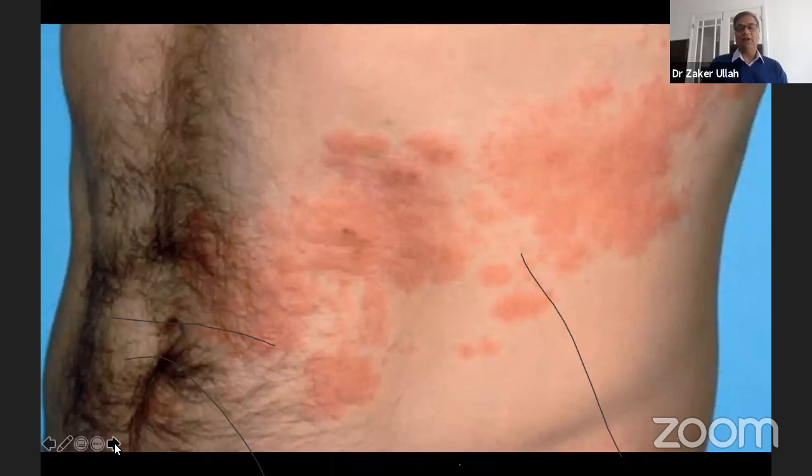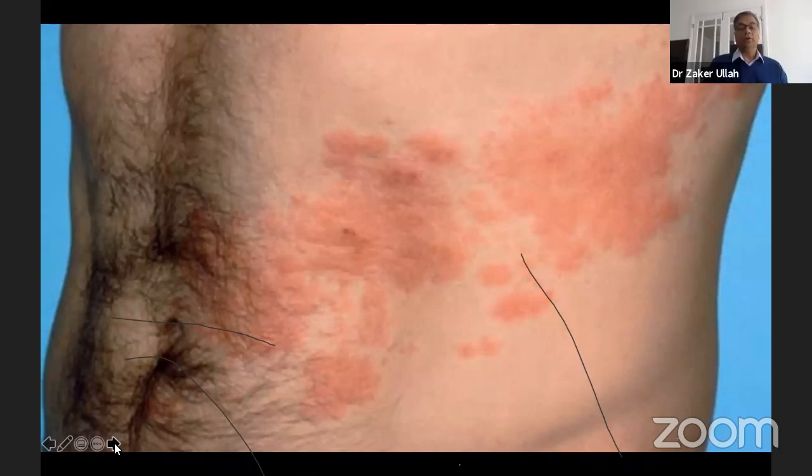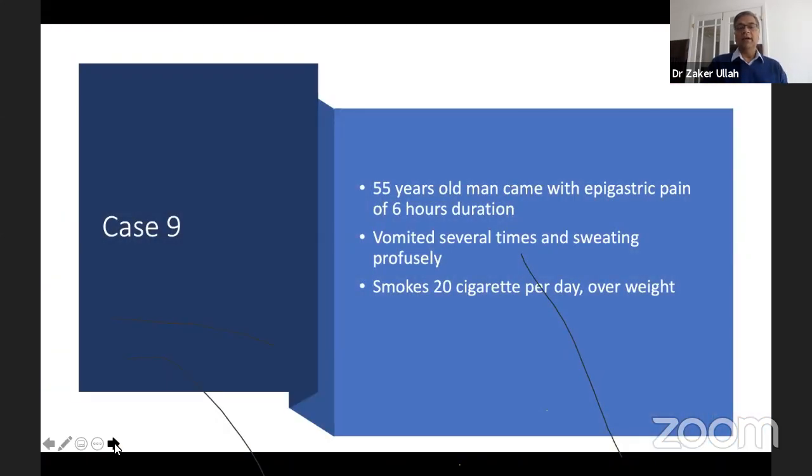Absolutely, absolutely. It is actually a preherpetic neuralgia which the patient is suffering from. Good, you're absolutely right. But that's what I'm saying, don't forget about other things in abdominal pain.